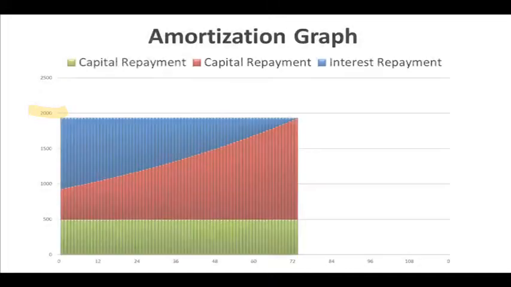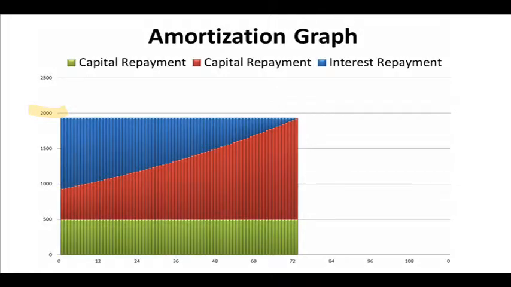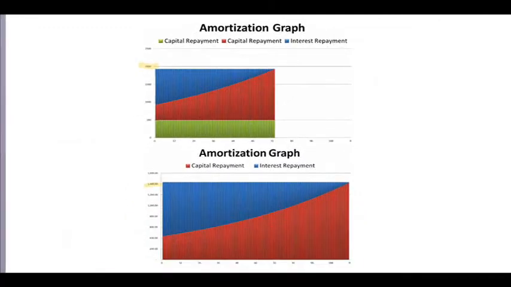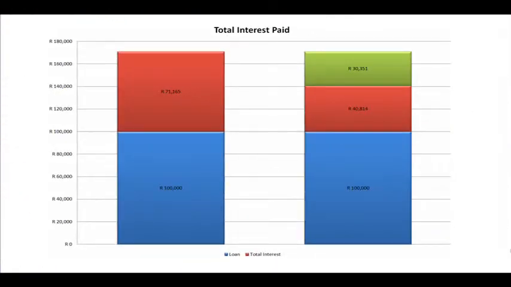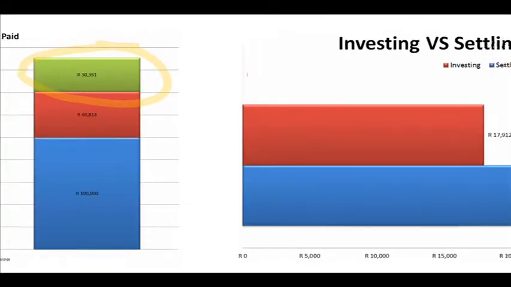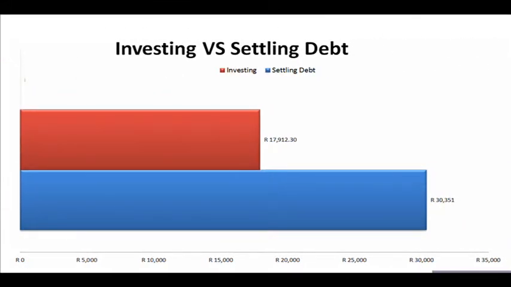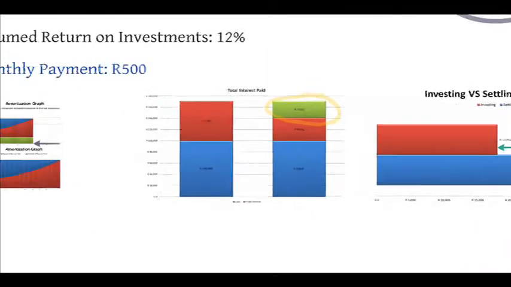The effect that the monthly repayments have on the amortization graph is different, however, to the effect of the lump sum repayment. Since both the red portion and the green portion are capital repayments, we end up paying the capital off faster. In this case, we have a saving of the interest paid of 30,000 Rand. We can see that using the monthly premium of 500 Rand to settle the debt is more beneficial than investing it, since the return on the investment would only have been around 17,000.